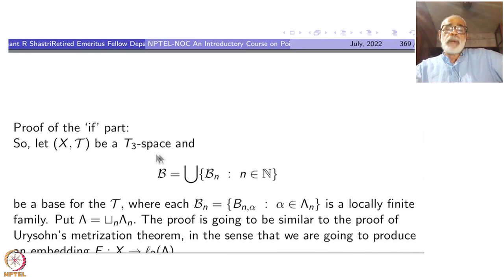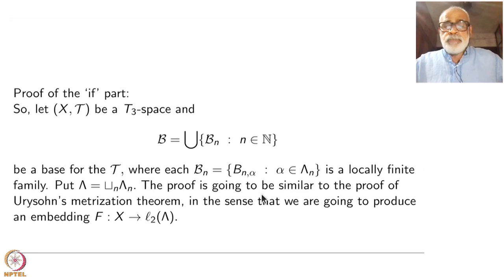Okay, let us now prove the if part. Let (X, tau) be a T3 space and B equal to the union of these Bn's be a base for tau. Remember, each base is also an open cover for X. I am again writing the members of Bn as B(n, alpha), where alpha is in Lambda n, so the members of Bn are indexed by this set Lambda n, and each Bn is a locally finite family. This is the starting hypothesis. Now take Lambda to be the union of all these Lambda n's over n.